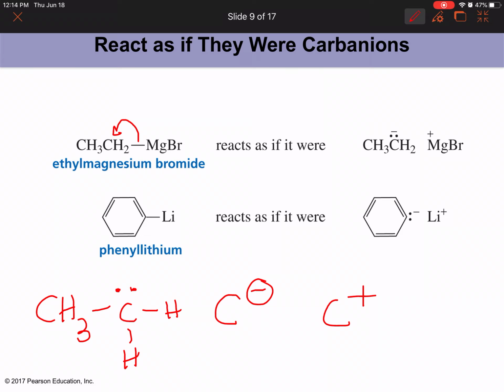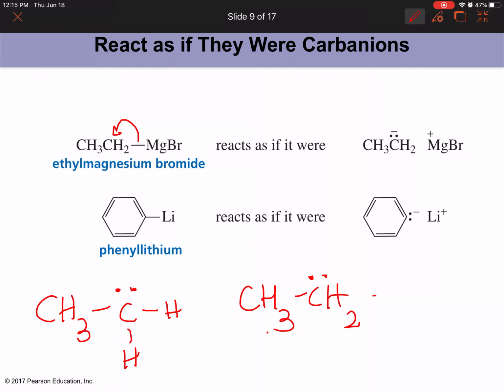Now, if the magnesium gives its 2 electrons that were in the bond to carbon, magnesium will be positive. So MgBr would be plus, because it's now losing 2 electrons. Now, how do we get the carbon negative charge? So you can just write this one as CH3 CH2 with a lone pair.